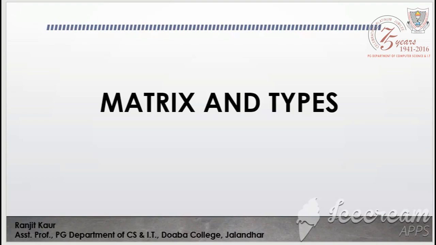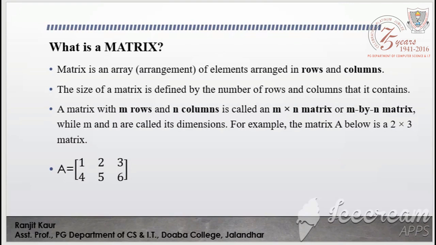Here in this video, I'll give you a brief introduction of matrix and the various types of matrices. So first of all, I'll go through a very basic definition of matrix. A matrix is an array, or you can say it is an arrangement of elements which are arranged in the form of rows and columns. Thus, the size of a matrix can be defined by the number of rows and the number of columns it has.